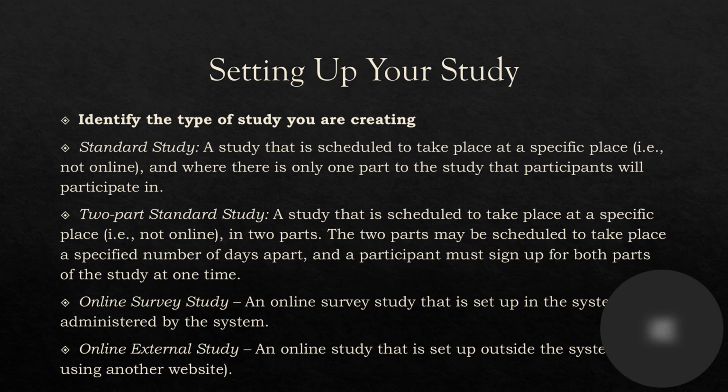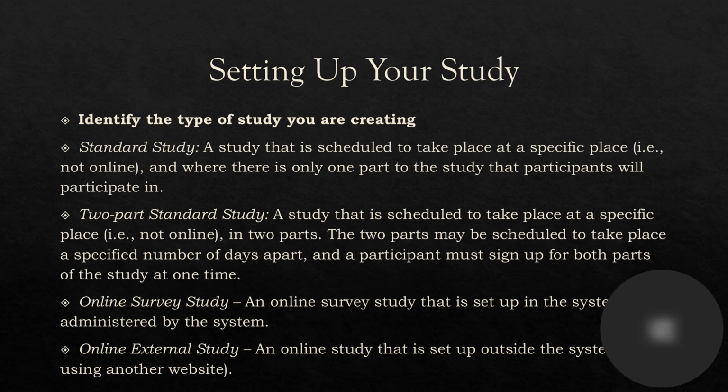So to set up your study, you're first going to want to identify the type of study that you will be posting. So there's going to be 4 different options. The first is a standard study. This is a study that's scheduled to take place at a specific place and where there's only one part to the study. A 2-part standard study is the same thing. It's scheduled to take place at a specific place. However, this one is in 2 parts. So these 2 parts may be scheduled to take place a specified number of days apart, and a participant must sign up for both parts of the study at one time.